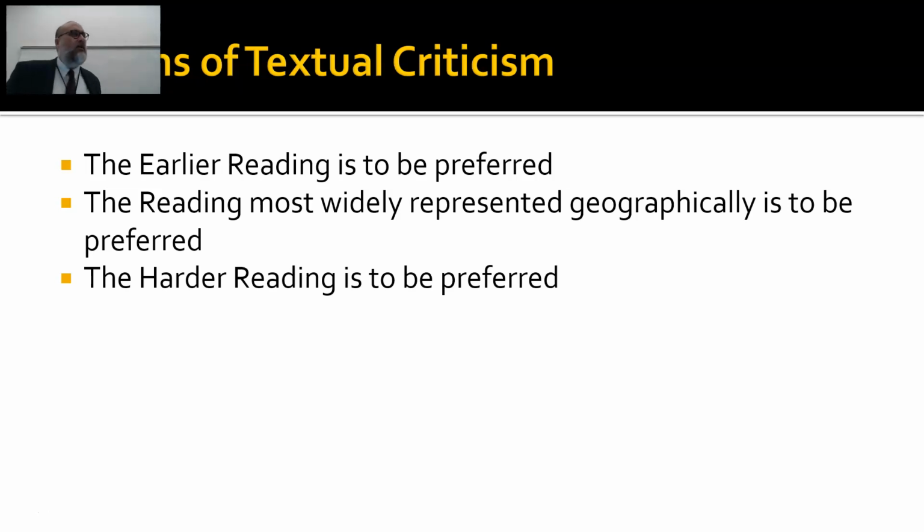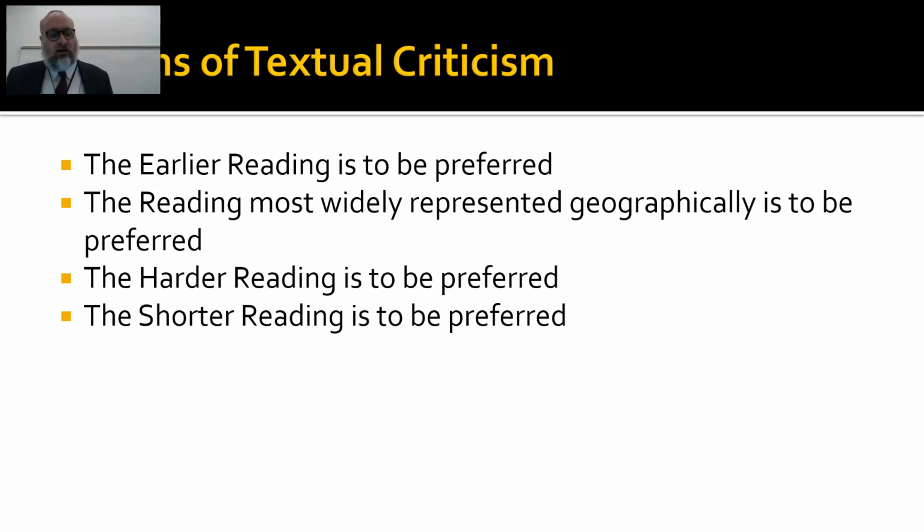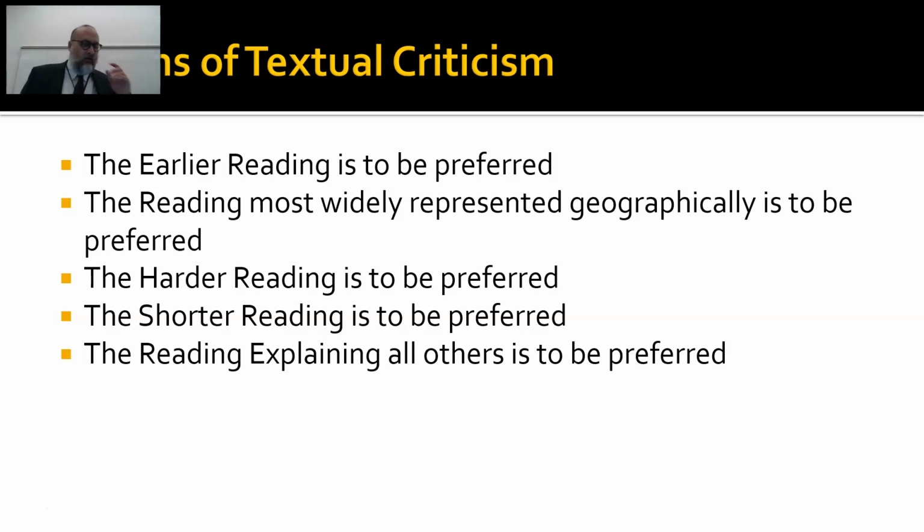When you have 2 readings and one is a reading that doesn't seem to make sense and the other reading makes perfect sense, usually it's the one that is the harder reading that's to be preferred. Usually, according to textual critics, the shorter reading is to be preferred because scribes have a tendency to add rather than to subtract. And then the queen of all the canons, the one that you come to after you've looked at all of them, is the reading that can explain how all the other readings got there, is the one that we should prefer. And so we, as intelligent readers, need to ask the question, do I believe these canons? Are these canons of textual criticism right?